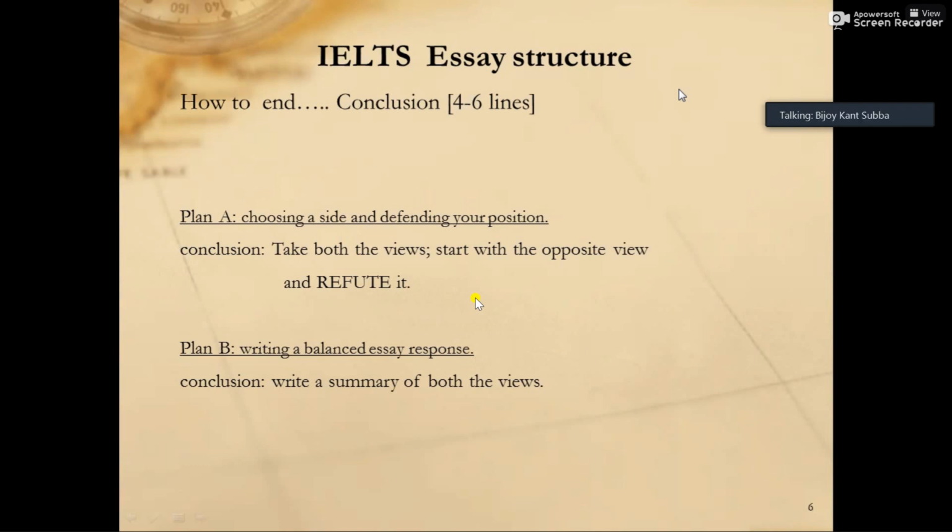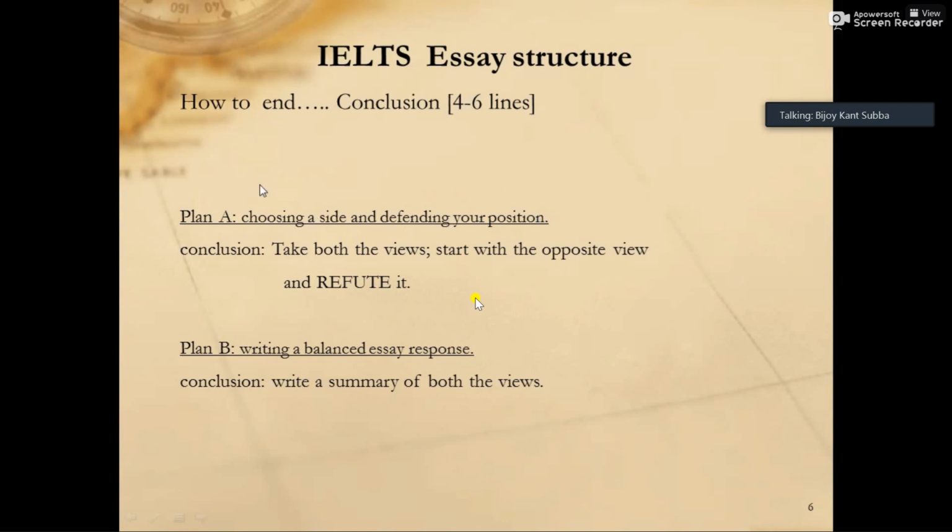So today I'm going to discuss the conclusion, how to end. Now there are two ways to conclude. Listen to the two ways of concluding. The first one I'm going to discuss is about concluding when you choose a side and you're defending your position.